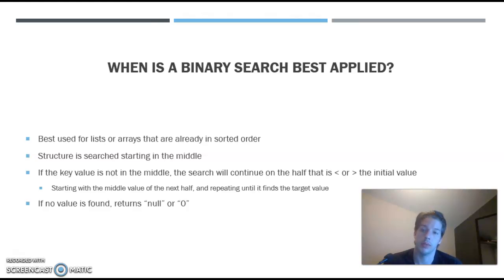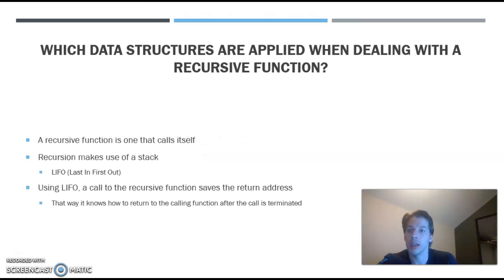So starting with the middle value of the next half, so we cut that in half and we go to the lower half. We start with the middle of that, and if that's not the value, we compare again: is the key value less than or greater than this value? And then we cut it in half and we start in the middle until we find it again. If no value is found, it returns null or zero or however you want to write that.